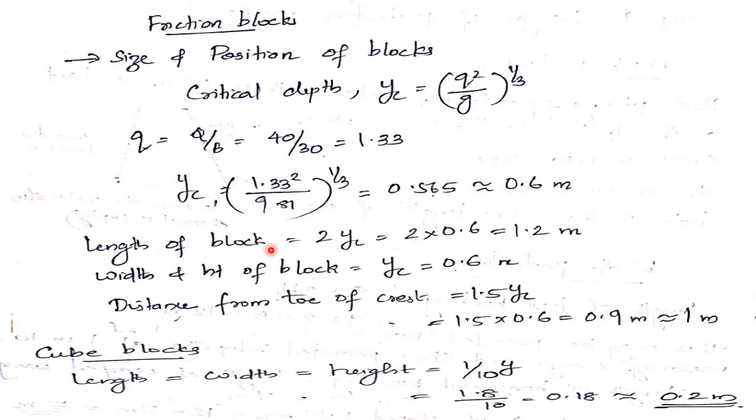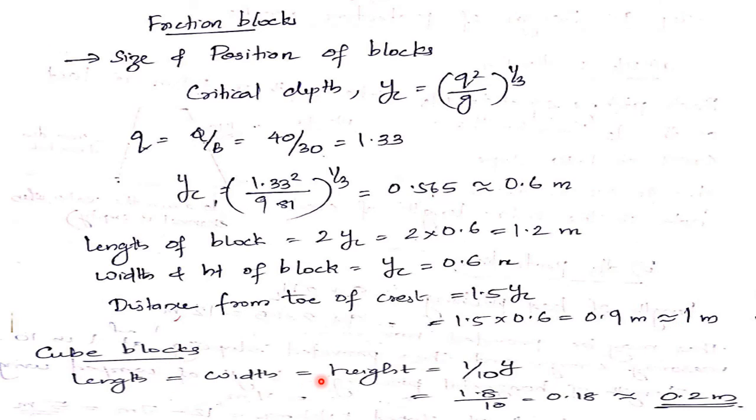Now length of one block is taken as 2 into YC, that is equal to 1.2, and width and height of block is taken as YC, that is equal to 0.6. Hence it will be a cuboid having a length of 1.2 and height and width of 0.6. Now distance from top of crest is taken as 1.5 into YC, that is equal to 0.9, approximated as 1 meter.